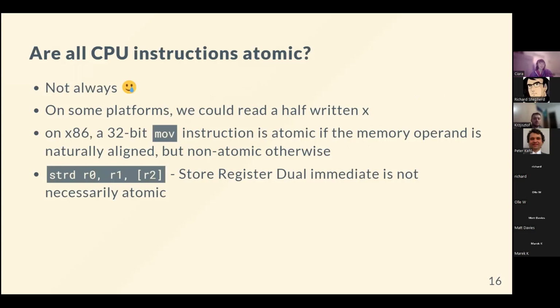So on x86, a 32-bit move instruction is atomic if the operand is naturally aligned, but non-atomic otherwise. Now, that doesn't necessarily mean a whole lot to lots of people, but what it essentially means is there is no guarantee here. You can't just make assumptions. It will vary from platform to platform. There's another instruction, store register dual immediate, which is not necessarily atomic on all platforms. So you can't just assume that if it's a single instruction, it's definitely atomic.